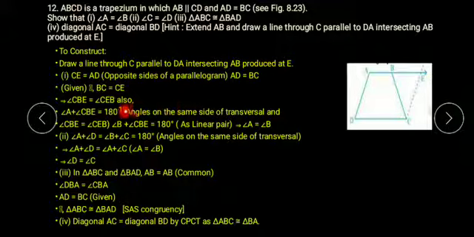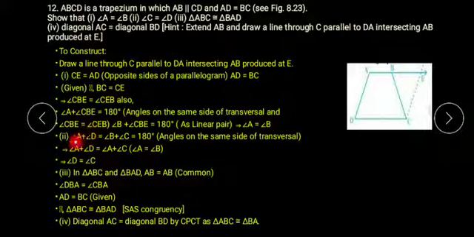Okay. Next, angle A plus angle CBE equal to 180 degree. So this angle plus this angle. Got it clear? Angle A plus angle CBE, because angles on the same side of the transversal add up to 180 degree. It means they form a linear pair. So angle A plus angle CBE equal to 180 degree.